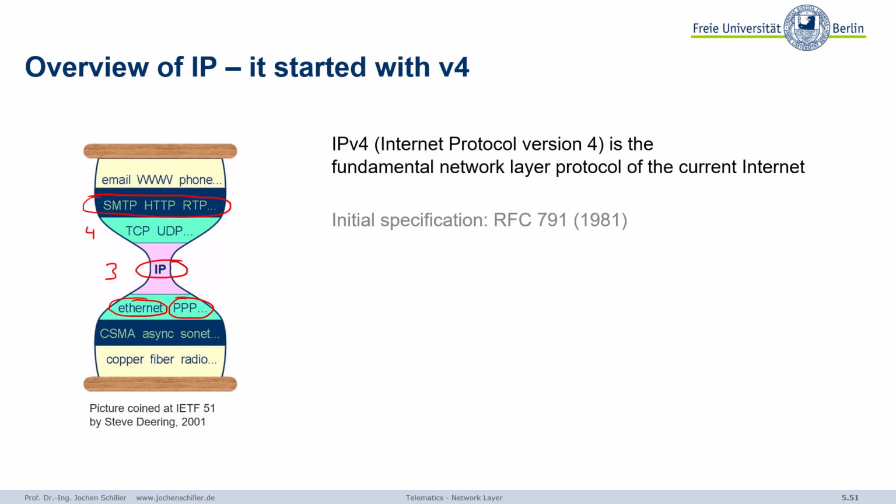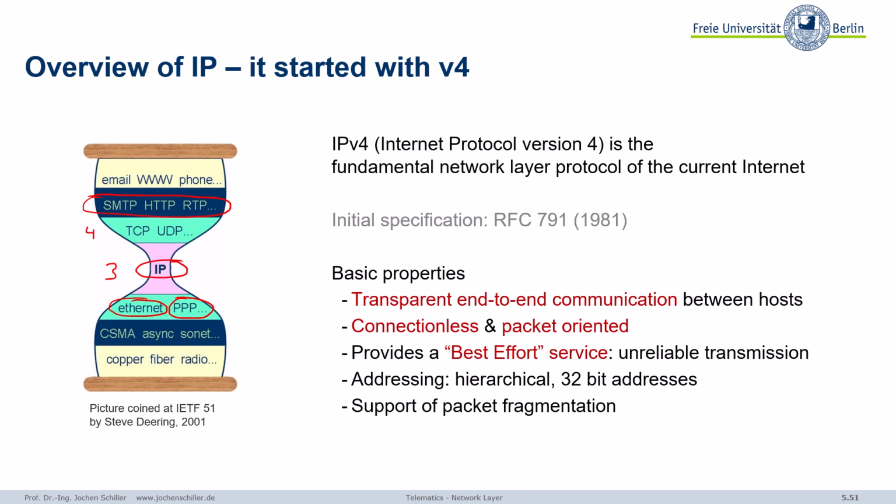So IP version 4 is the fundamental network layer protocol of the current internet, although we have a new version also since the mid-90s. Basic properties: IP takes care of transparent end-to-end communication between hosts. It's not reliable, it's best effort, it's connectionless, it's packet-oriented, so it's like a postcard or letter. Simple addressing, hierarchical 32-bit addresses. So hierarchical, that's quite important. We will see it supports also some more features. So this is how it all started.